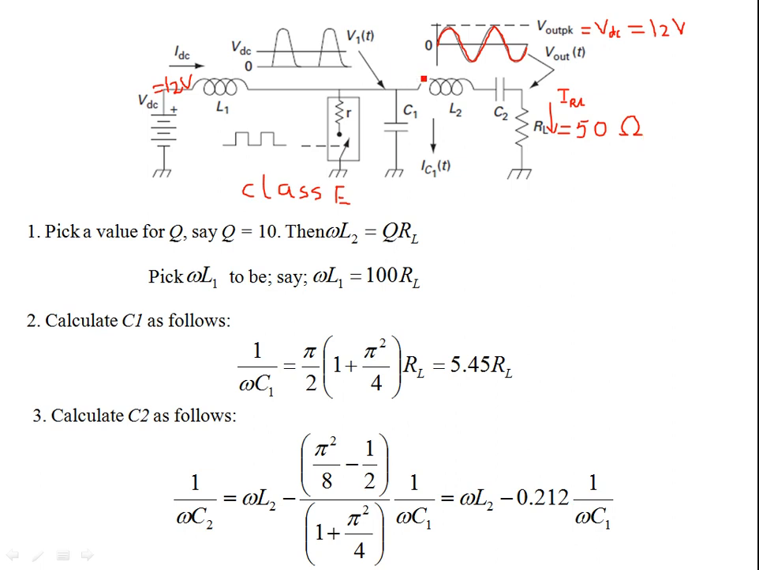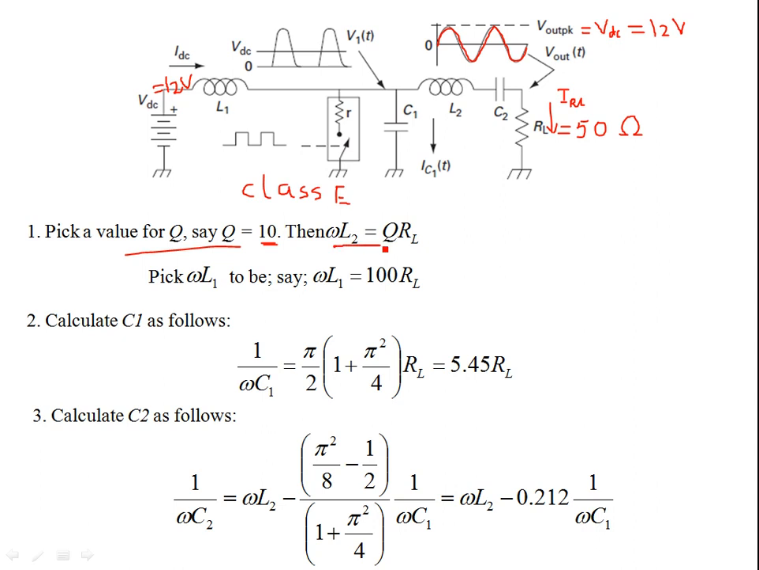So what we do is let's set a value for Q. It's up to you, but if you have to design, you set a Q that is high. So let's do it for 10. Okay, 10 is a high Q, so we have a high energy storage effect in the LC elements.